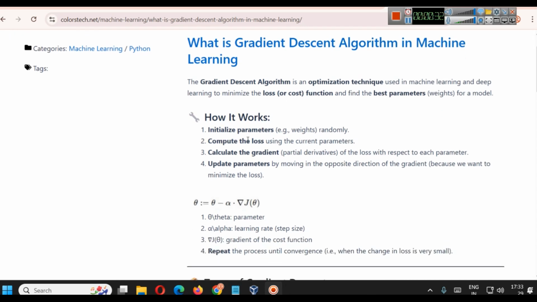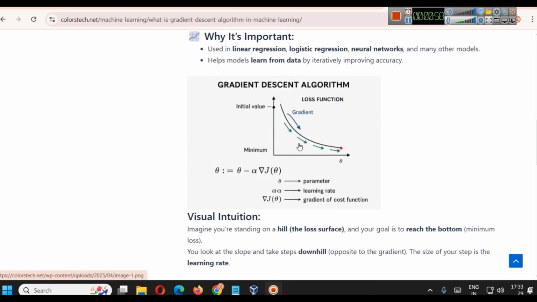How it works: you initialize parameters, for example weights, randomly. You compute the loss using the current parameters, and you calculate the gradient, the partial derivatives of loss with respect to each parameter, and then you update parameters by moving in the opposite direction of the gradient because we want to minimize the loss. So here you can see we have an initial value. This is the minimum value.